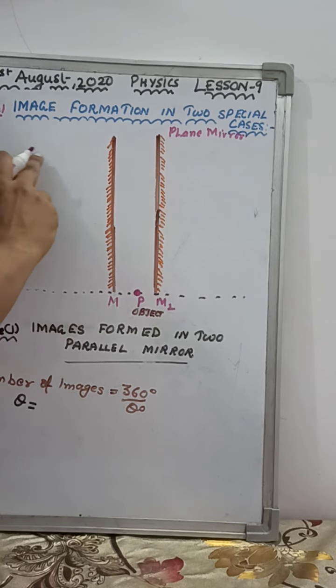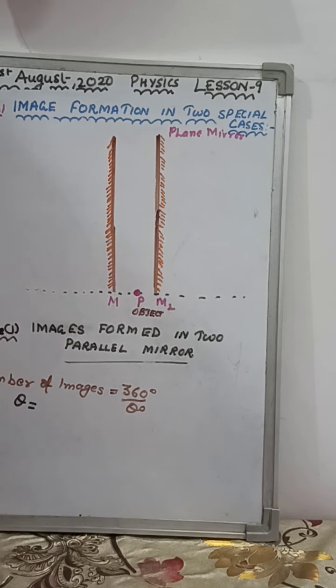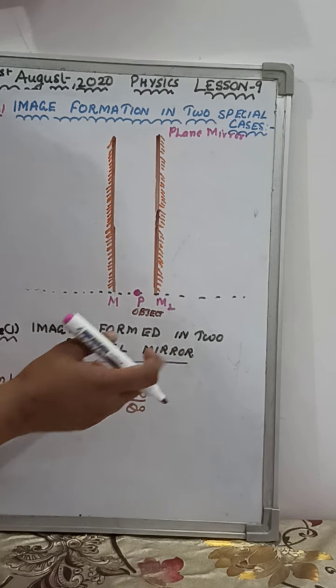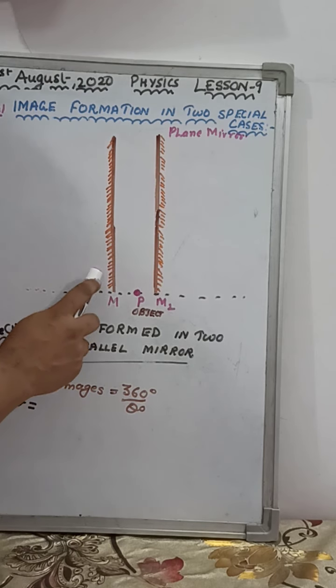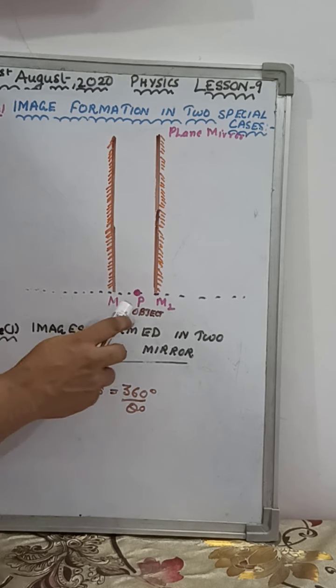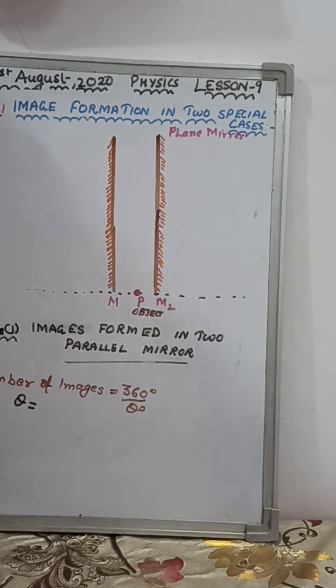That is when the two plane mirrors are parallel to each other. So how many images are formed in two parallel mirrors when the object is placed between them? Suppose P is the object which is placed between these two parallel mirrors. First of all we will do the calculation and then we will do the diagrammatic way.